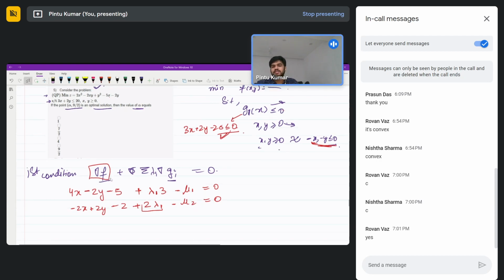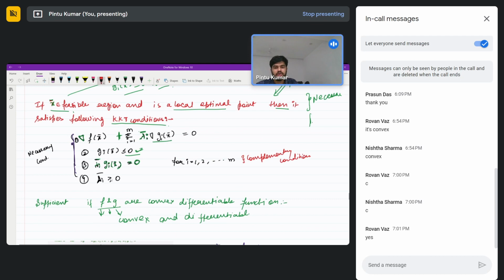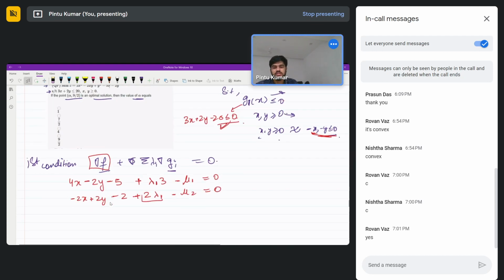Now, as I said, the second condition is just the feasibility check. So let's ignore this condition for the time being, and go to the third condition. The third condition says lambda 1 into 3x plus 2y minus 20 is 0. And mu1 into minus x is equal to 0, and mu2 into minus y is equal to 0.